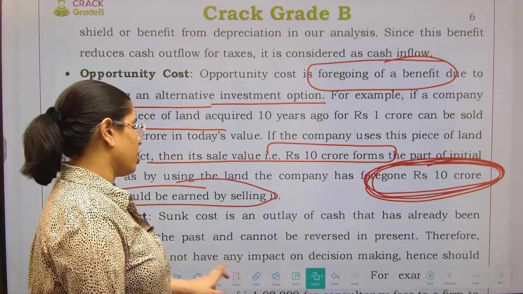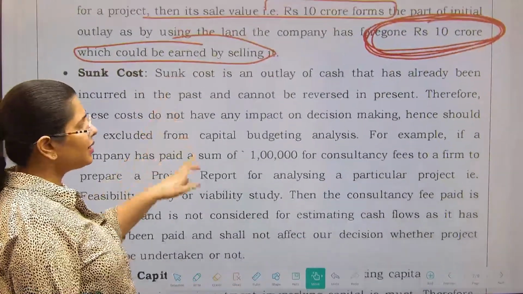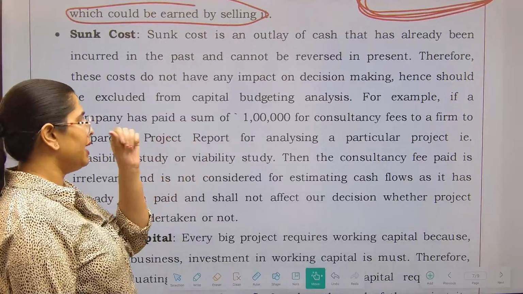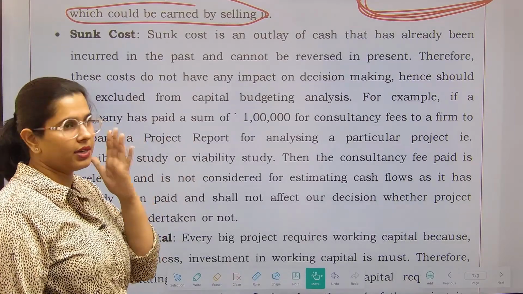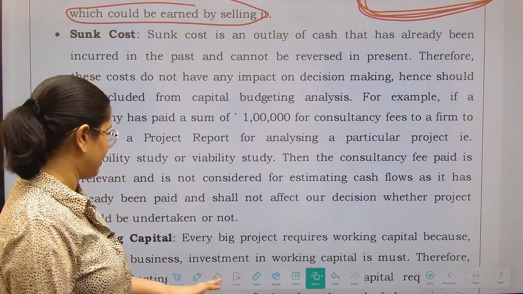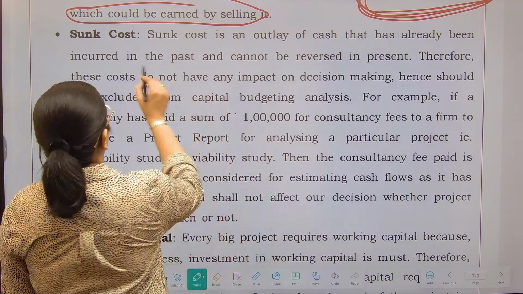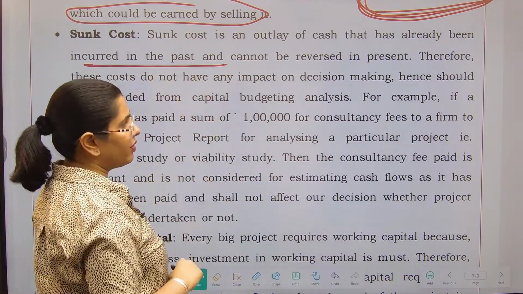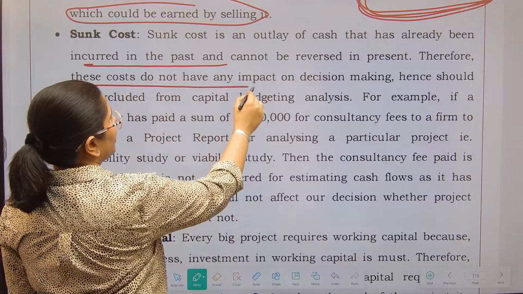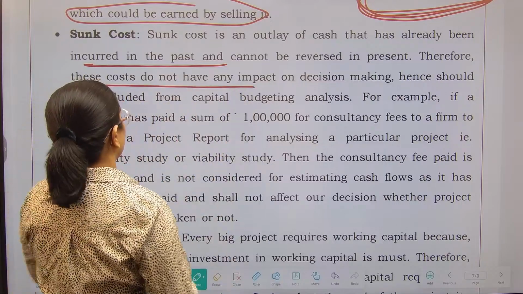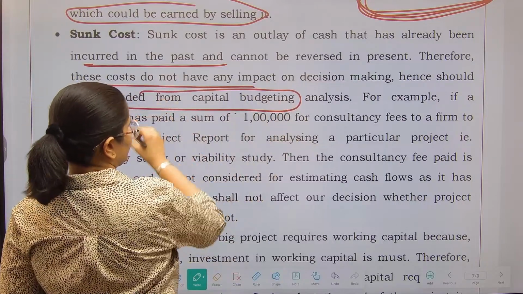Next we have sunk cost. Sunk cost का मतलब क्या होता है? These are the decisions which have already been made and now you cannot reverse them, right? आप इसको reverse नहीं कर सकते. So sunk cost is an outlay of cash that has already been incurred in the past and cannot be reversed. Therefore, these costs do not have any impact on decision making. Hence, it should be excluded from capital budgeting analysis.